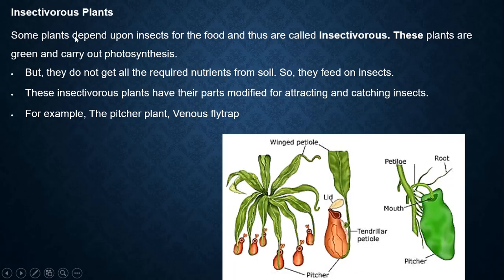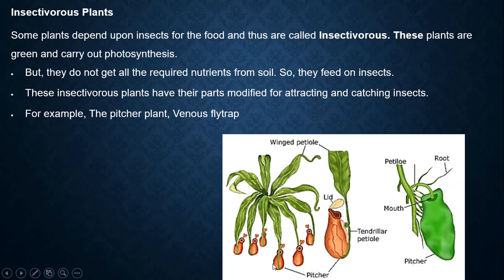Insectivorous plant. Some plants depend upon insects for food and are known as insectivorous. The plants have green leaves, so they also carry out photosynthesis. Hence, this type of plant is known as a partial heterotroph. The soil in which they grow does not provide enough nutrients, so they feed on insects.